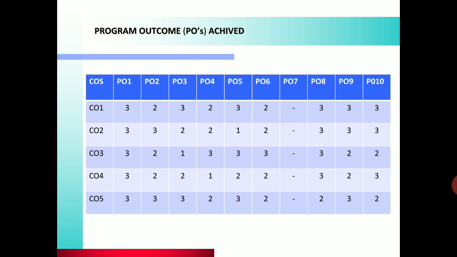Ethics does not map here. Then PO8 is communication. Without communication it is not possible to complete this project, so that's why PO8 is also mapped here. PO9 is individual and teamwork. We make this project in a team, so that's why PO9 is also mapped, and PO10 is lifelong learning.